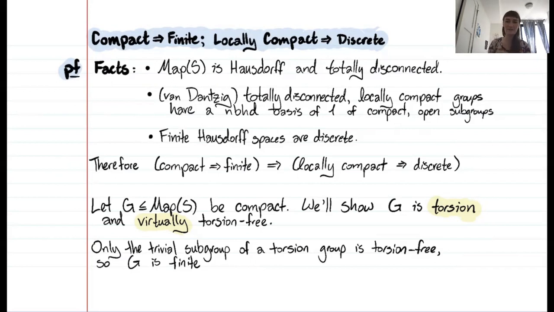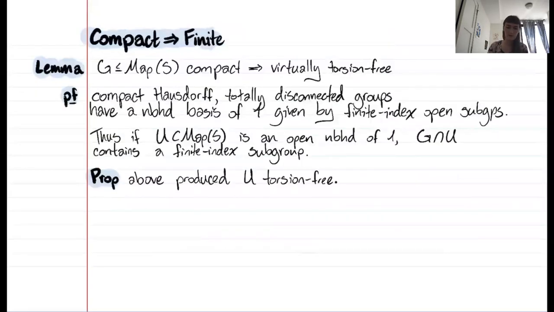Great, so we have two things we want to show, and we'll be done. The first one that we'll show is that G is virtually torsion-free. So we have our compact subgroup. It's a fact that compact Hausdorff totally disconnected groups are isomorphic as topological groups to profinite groups. And profinite groups have a neighborhood basis of the identity given by finite index open subgroups.